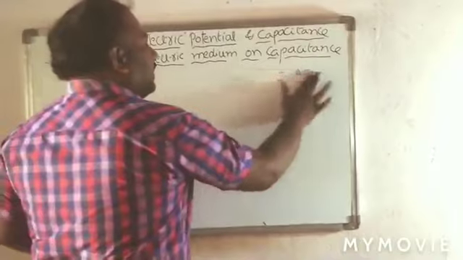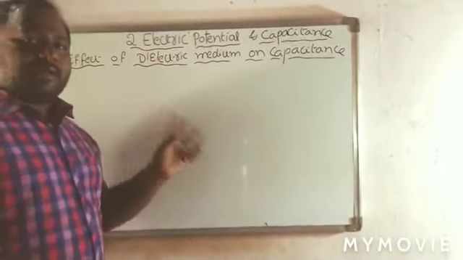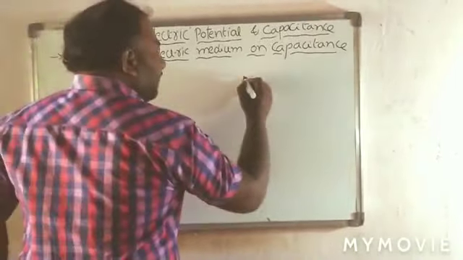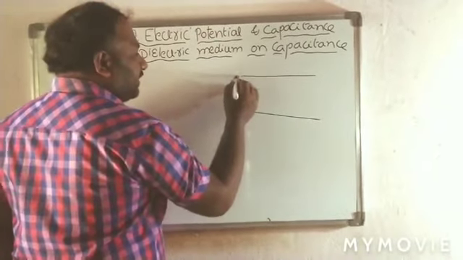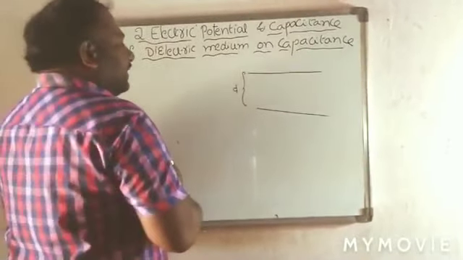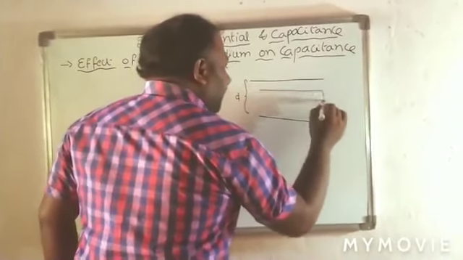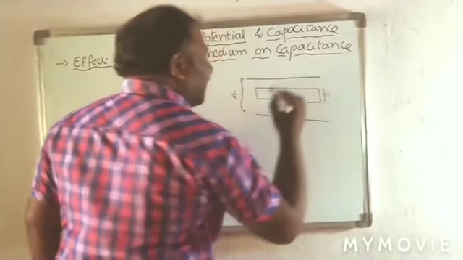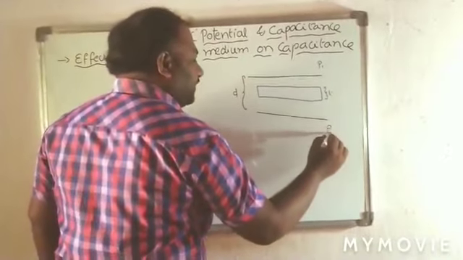Now, what happens when a dielectric is introduced in between the parallel plates of a capacitor? I consider a parallel plate capacitor. These are the two plates, and the separation between them can be taken as d. In this parallel plate capacitor, a dielectric is introduced. The thickness of the dielectric can be taken as t. It is plate 1 and it is plate 2.